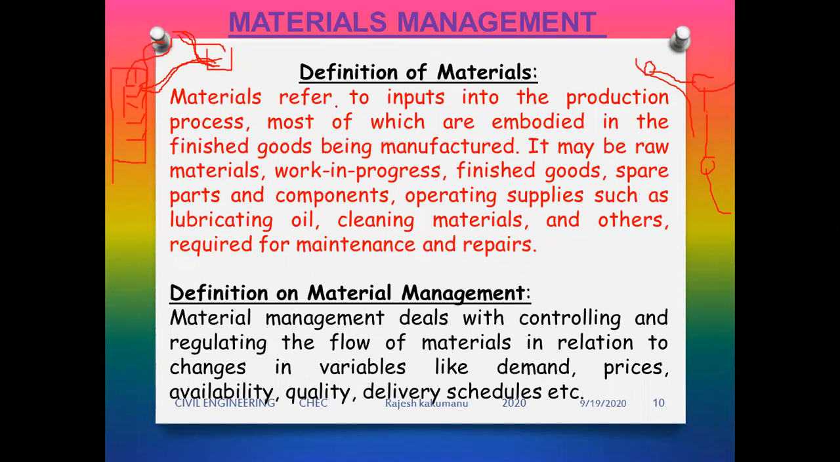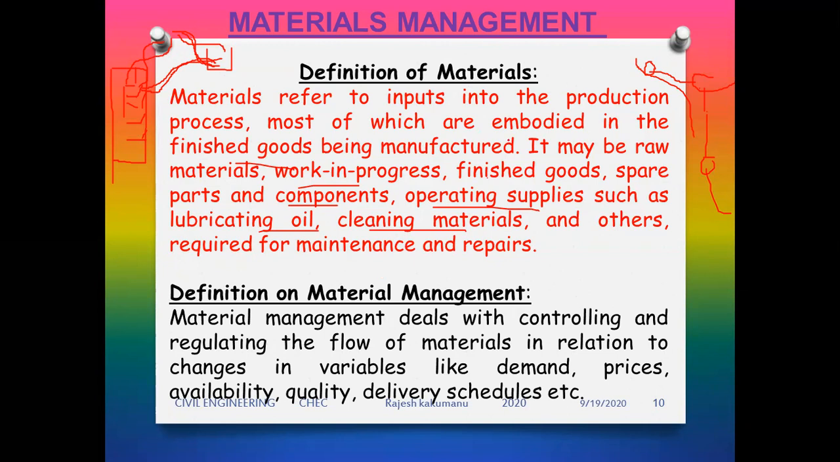So the materials refers to the input into the production process, most of which are embodied into the finished goods being manufactured. It may be the raw materials, it may be the work in process, it may be the finished goods, it may be the spare parts, it may be the components, it may be the operating supplies such as lubricating oil, cleaning materials, others required for the maintenance and repairs. So here, lubricating oil and cleaning materials were given as examples. You can take any example, coming to the automobiles, coming to your FMCG goods, whatever.